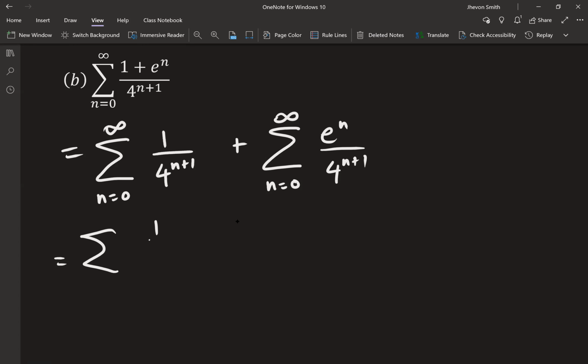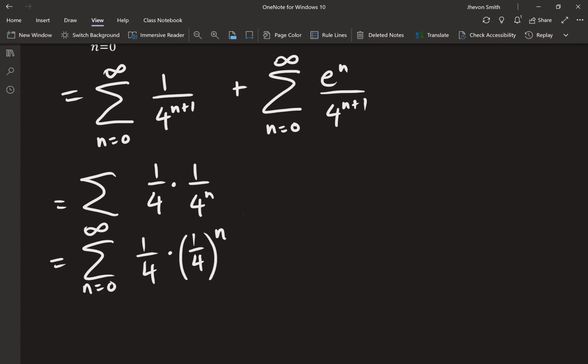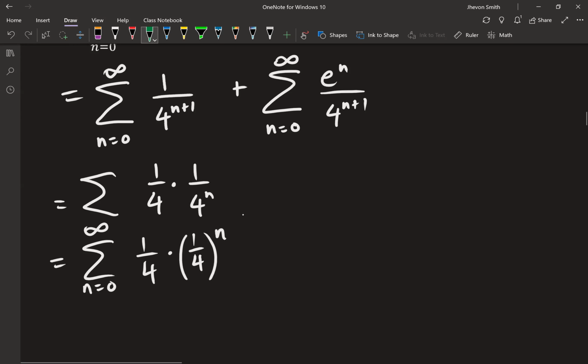So I'm going to factor off the 4 and write this as 1 over 4 to the n. Of course, this can look like 1 over 4 times 1 over 4 raised to the n, as n goes from 0 to infinity. And for the first one, my A is a quarter and my R is also a quarter.